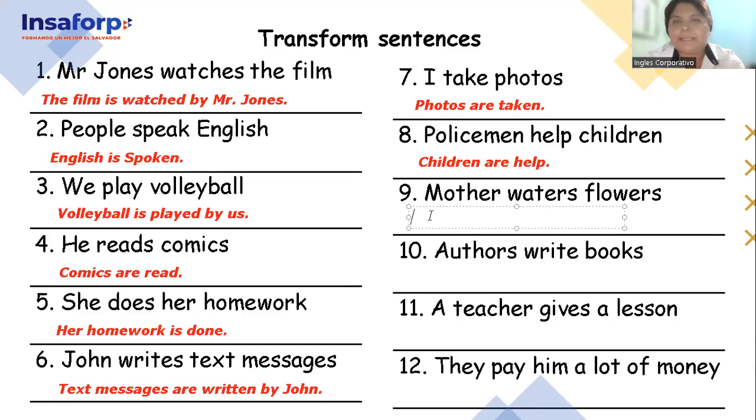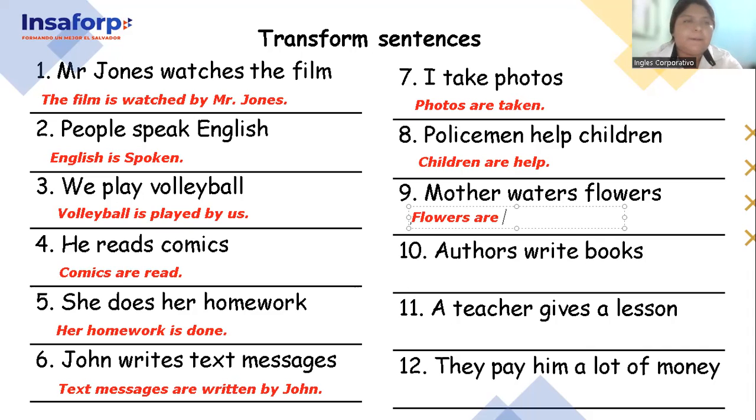What is the object of your sentence? Mother waters flowers. Okay, nice. Remember, the object of your active sentence becomes the subject of your passive sentence. Flowers. Is or are? Are. Okay. What does it mean when we say water? What's the meaning? What is a translation for water as a verb? Jenny says regar. Okay.